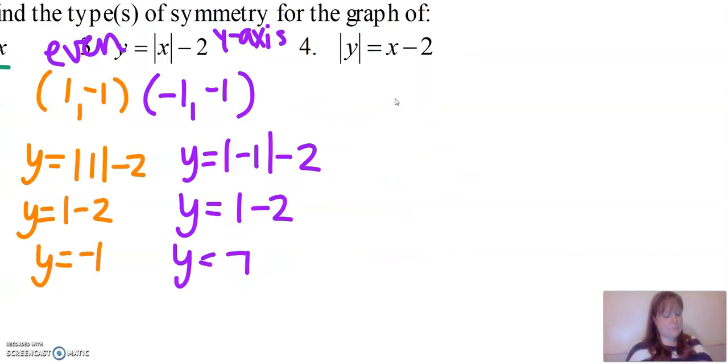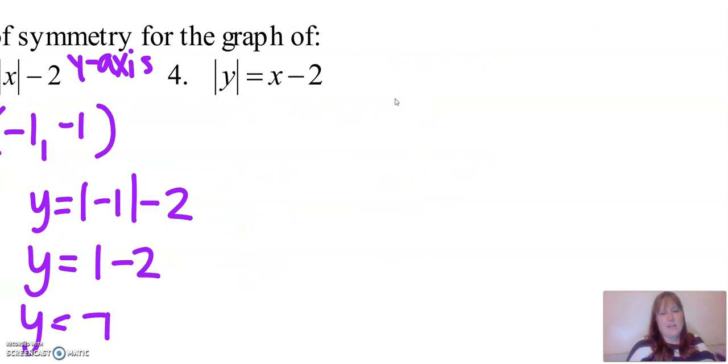Finally, let's look at this one. Now, this one, I automatically look at it and say something's going on with y, right? Normally y is by itself. If y is by itself, then we're going to try the x ones first. We're going to replace x with -x. But I see y has the absolute value, so I'm assuming that this is probably going to have x-axis symmetry. This is actually going to be reflected across the x-axis. So let's just try that.